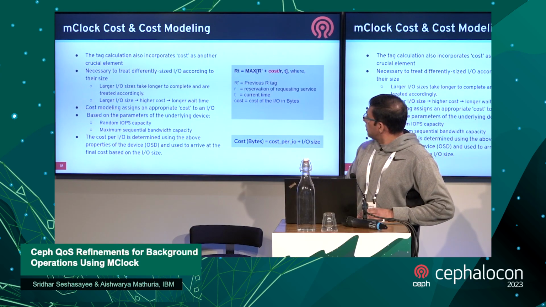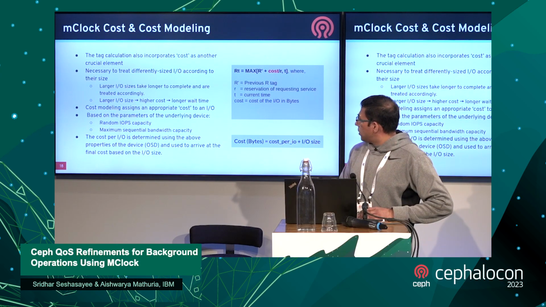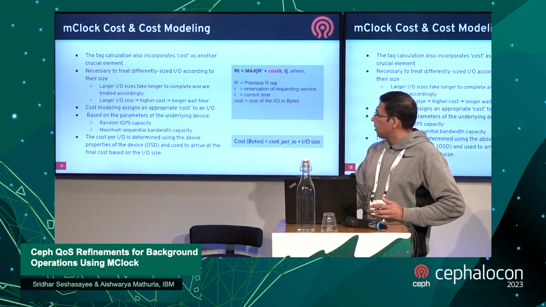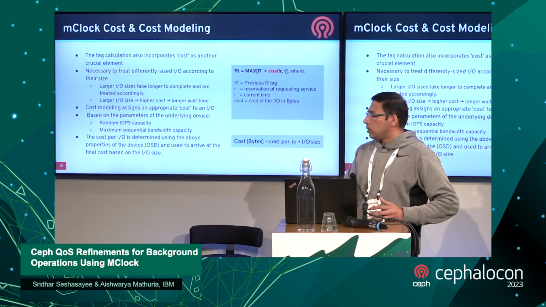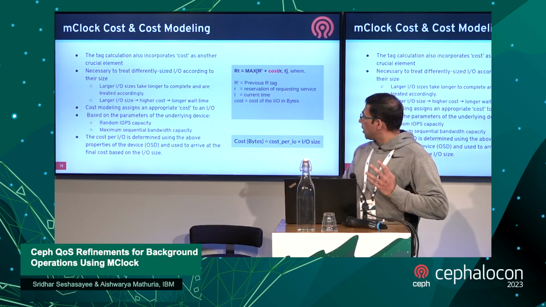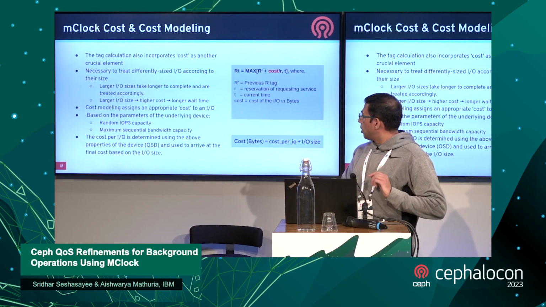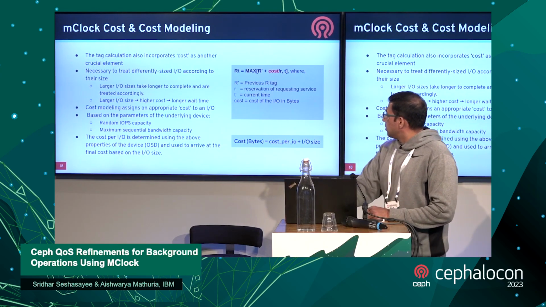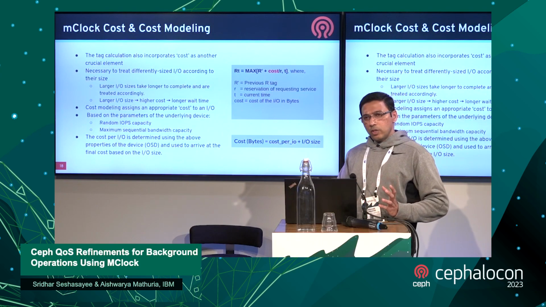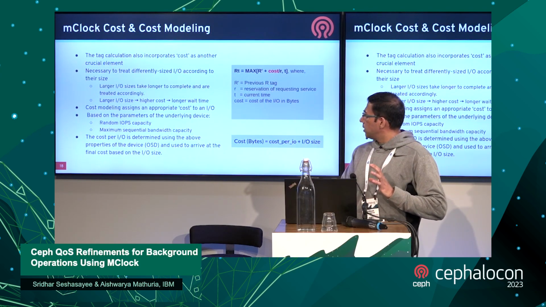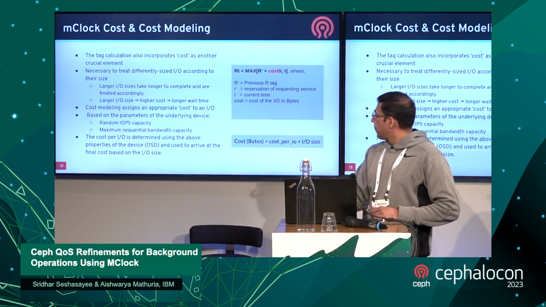So what does it actually mean? The larger IO sizes will essentially take longer time to complete. So we need to accord the cost for those operations accordingly. And if the cost of a specific operation is very high, it means that that specific item will stay in the queue for a longer time.